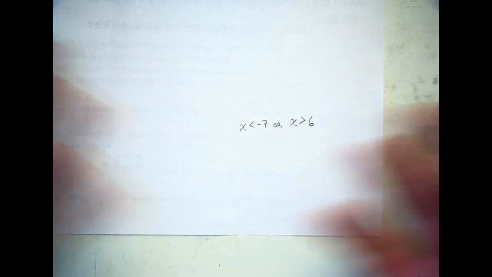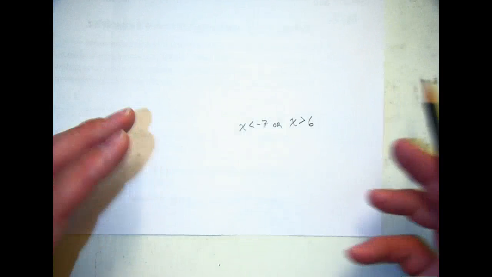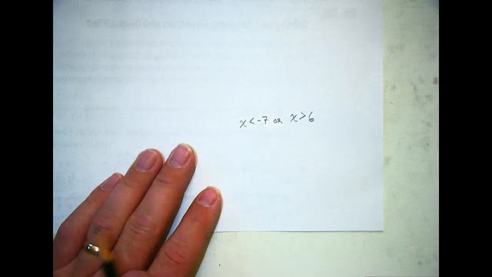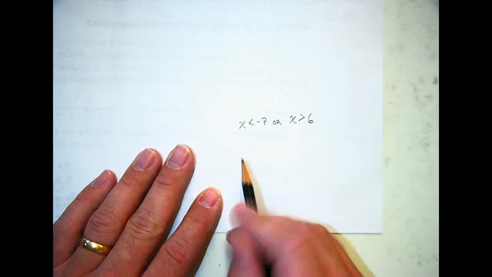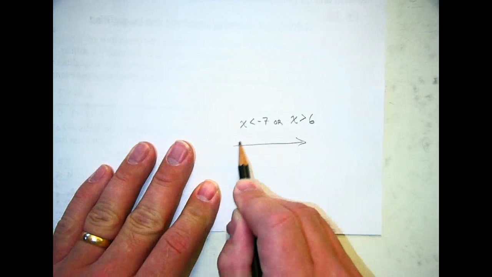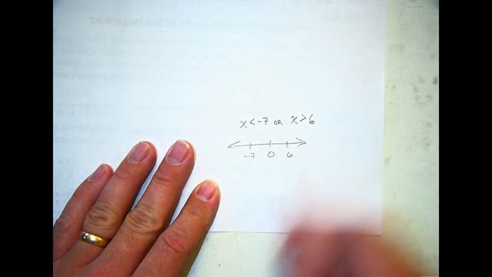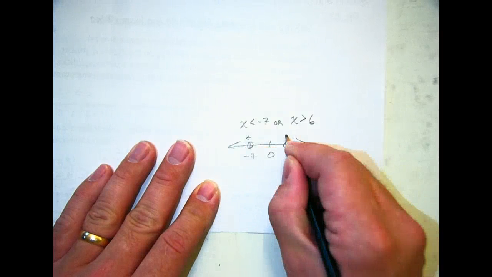Now, sometimes "or" graphs can coexist. Usually not, but sometimes they can. Sometimes they're still "or," and that's when you would have everything shaded on your number line. And we'll talk about that here in a minute. But right here, there is not a coexisting point. So if I were to graph this, I'd put my negative 7 and my 6, and I would have my open circles, and this one shades this direction. This one shades that direction.